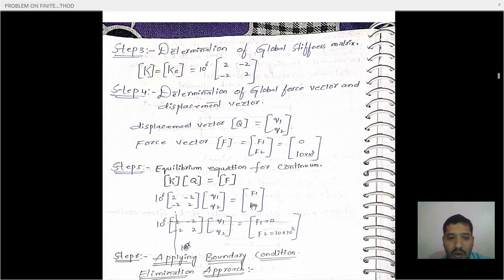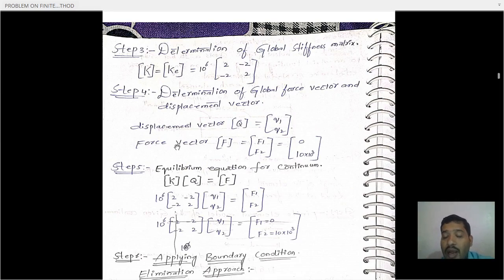After getting the elemental stiffness matrix, we need to determine the global stiffness matrix. So K represents the global stiffness matrix, which should be equal to the elemental stiffness matrix. So E indicates the elemental stiffness matrix. K represents the global stiffness matrix, equal to 10 power of 6, same value, 2 minus 2, minus 2 2. Okay dear.